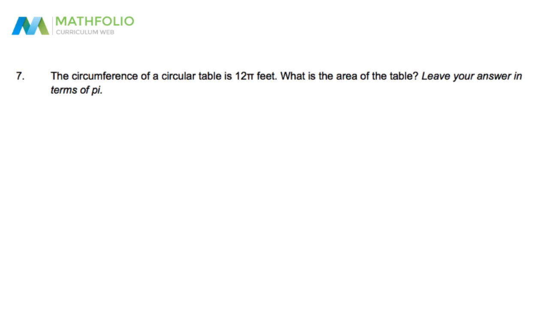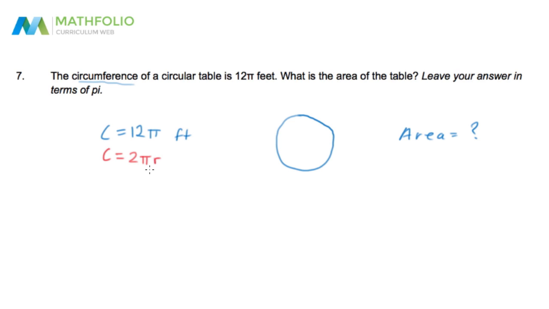Number 7. So in number 7, we are told that we've got a circular table, and it's the circumference. So C equals 12 pi for this particular table. Okay, so here's my circle, and the circumference is 12 pi. And they want to find out what's the area. Area equals what? And that's what we're trying to find out. So first of all, we've got to remember these things off by heart. We should know that the formulas are C equals 2 pi r, and the area formula is A equals pi r squared. So these are our 2 formulas.